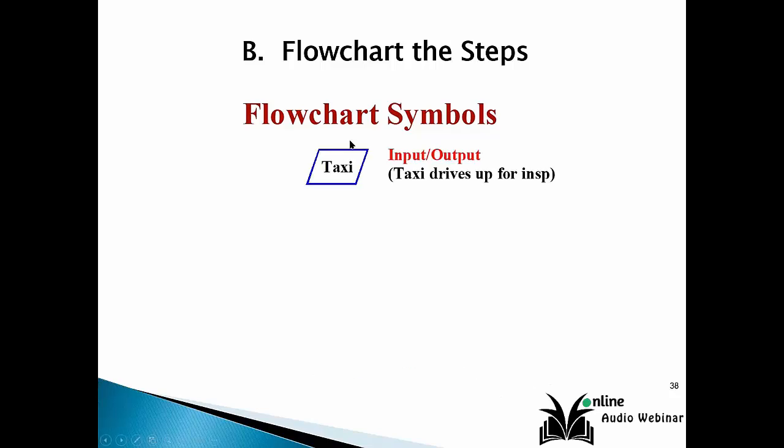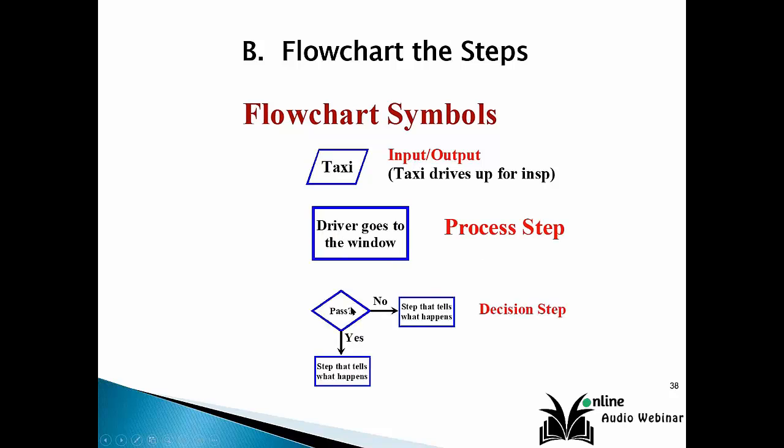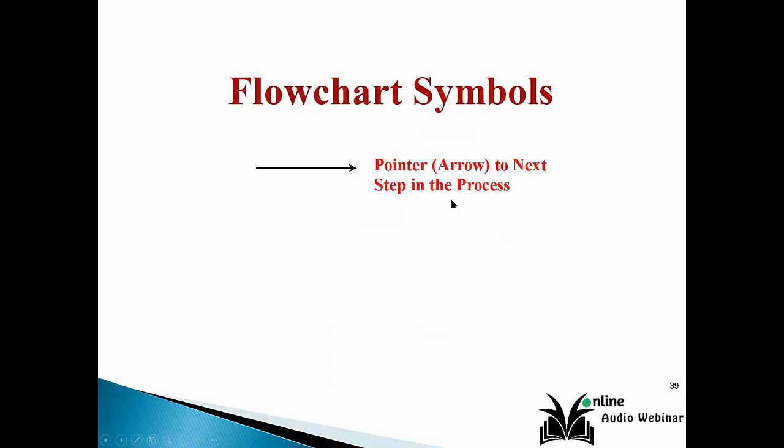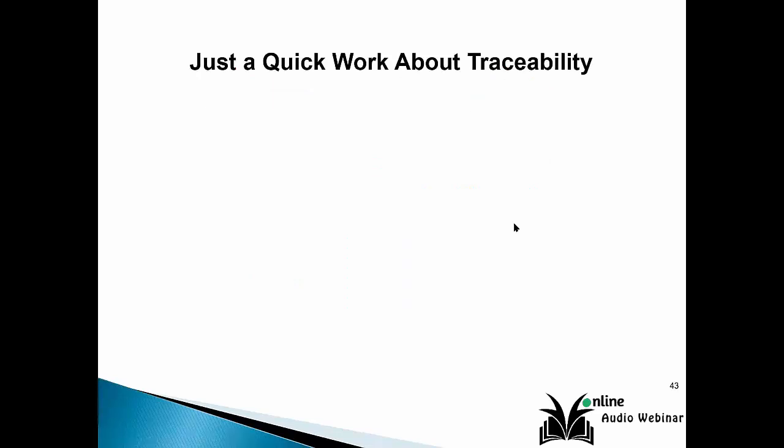This is an input-output symbol. Driver goes to the window. It's a process step. Vehicle pass, yes or no. And then you put in here what tells what happens. A pointer with an arrow just shows the flow of the process, right? And the connector is just something, a circle with a letter or a number in it, so that if you got to go to 2 pages or 3 pages.